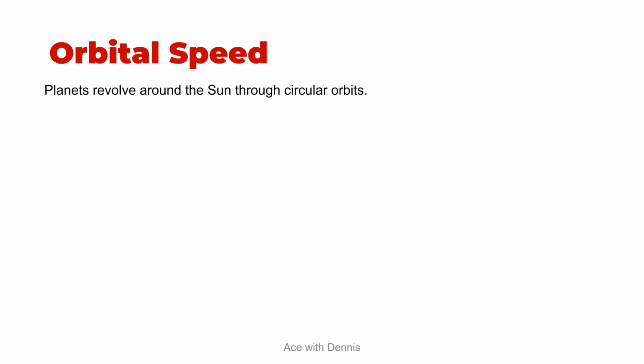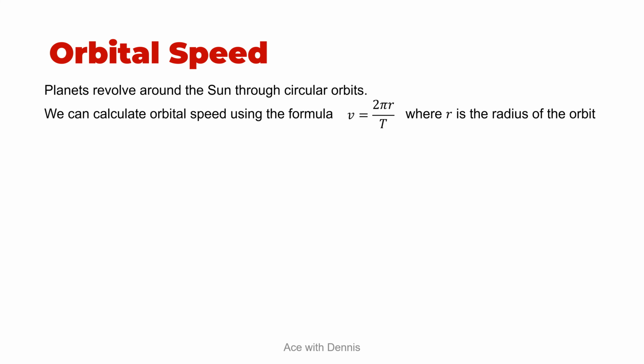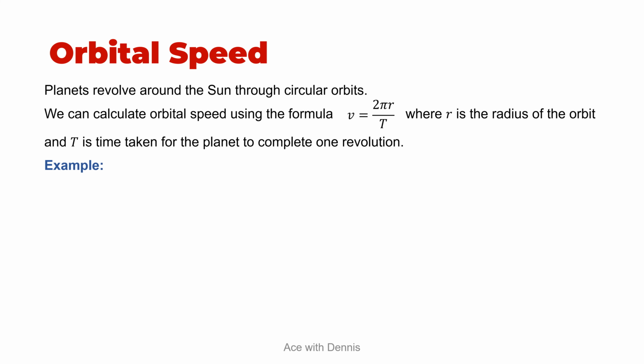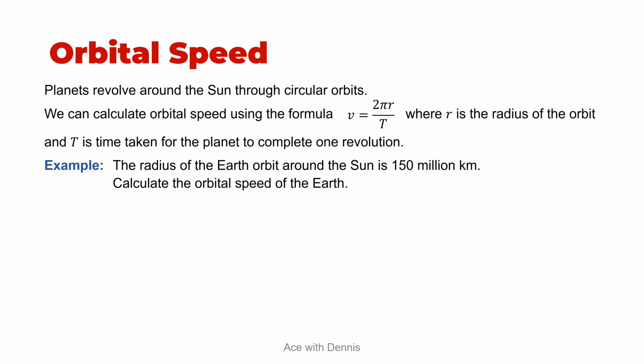Planets revolve around the Sun through circular orbits. As we have learned previously, we can calculate orbital speed using the formula v equals 2 pi r over t, where r is the radius of the orbit and t is the time taken for the planet to complete one revolution. Let's look at this example. The radius of the Earth orbit around the Sun is 150 million kilometers. Calculate the orbital speed of the Earth.